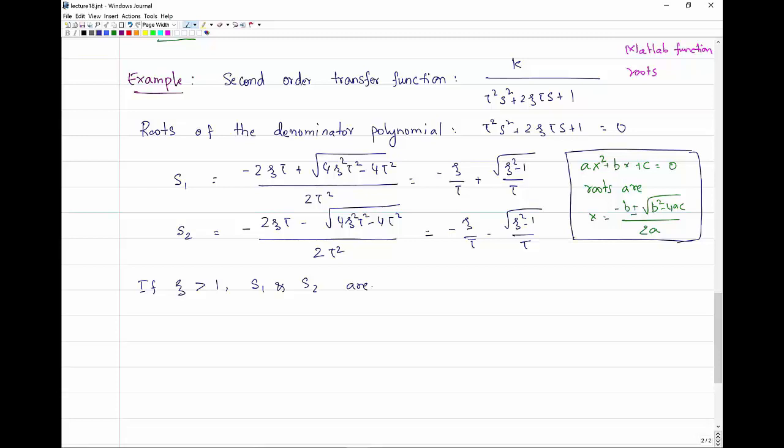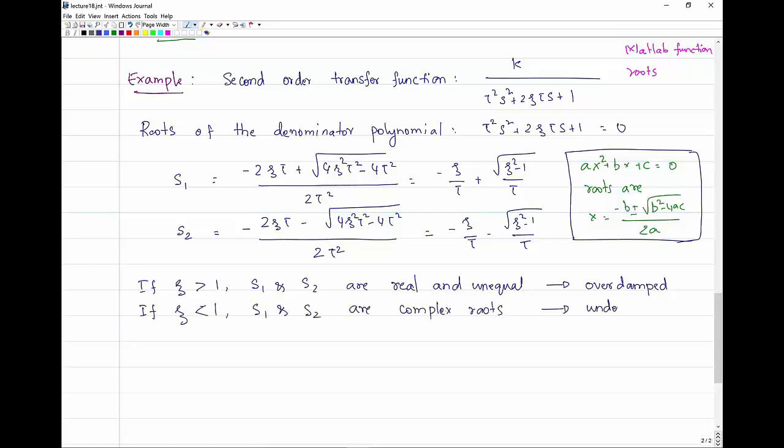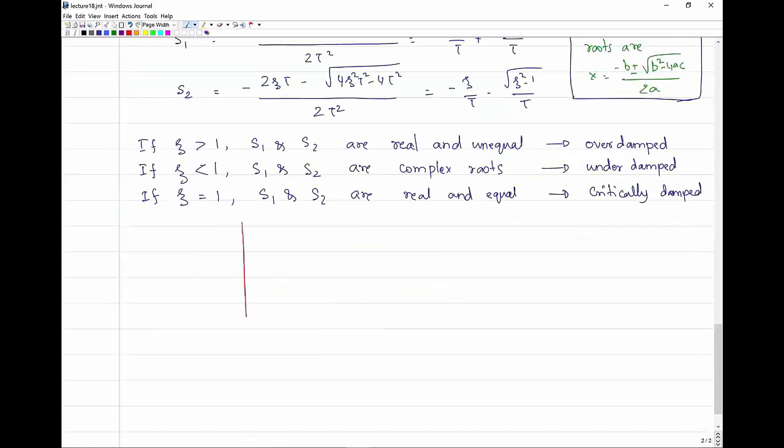If zeta is greater than 1, s1 and s2 are real and unequal. We have an overdamped response. If zeta is less than 1, then s1 and s2 are going to be complex roots and we have an underdamped response. If zeta is equal to 1, s1 and s2 are real and equal and the response is going to be critically damped.